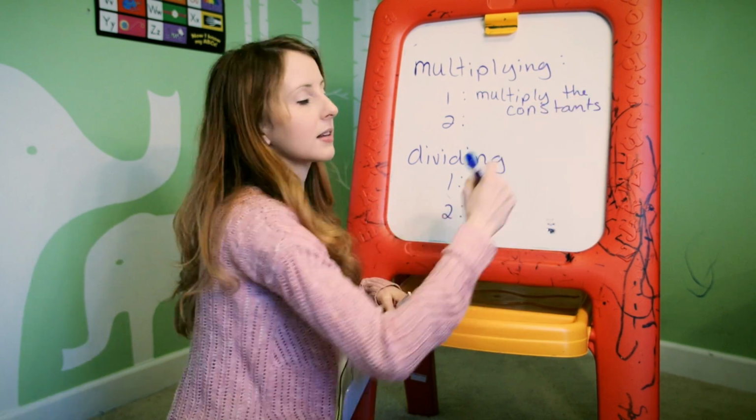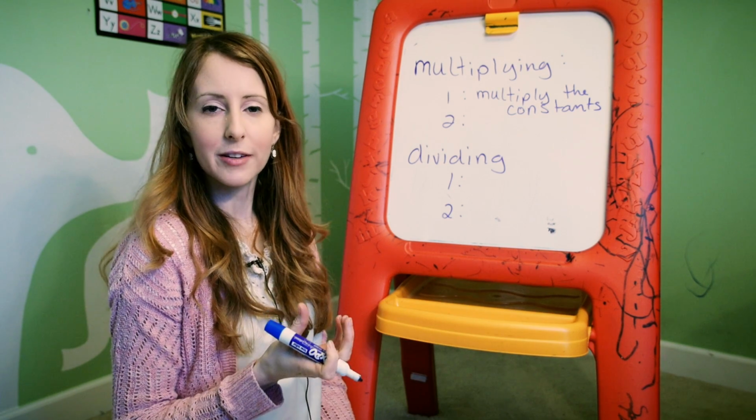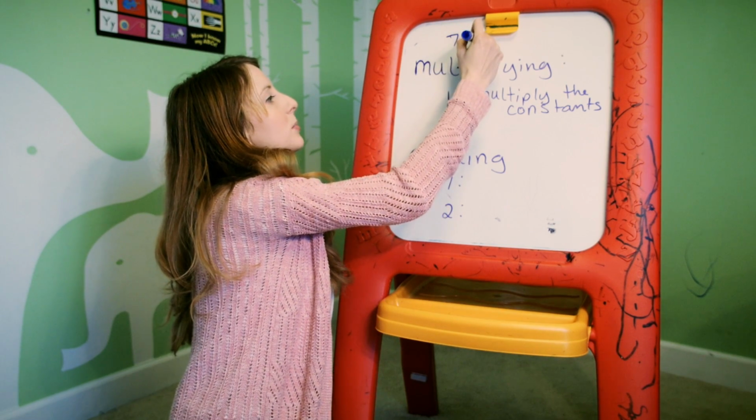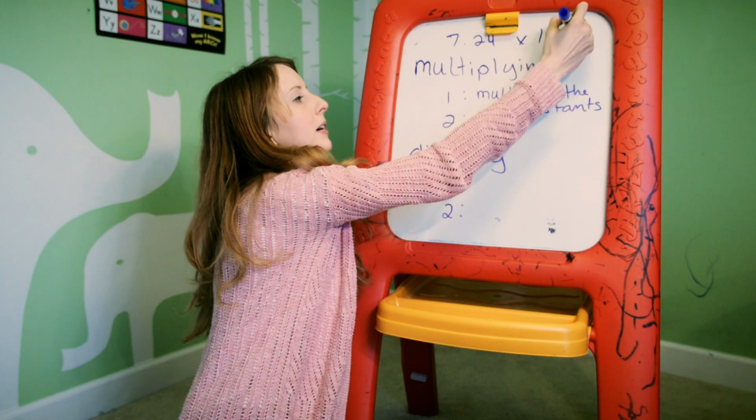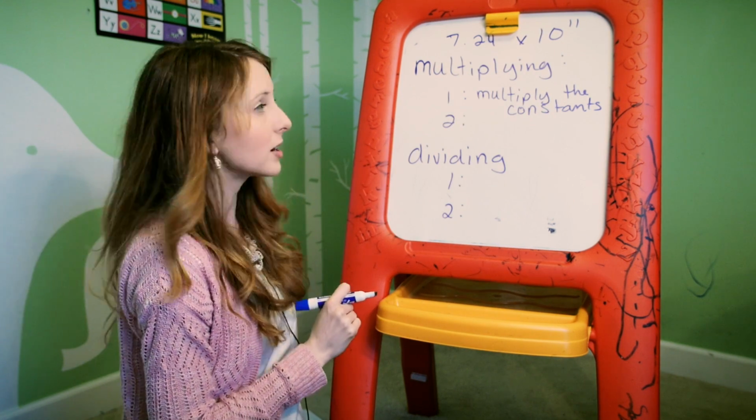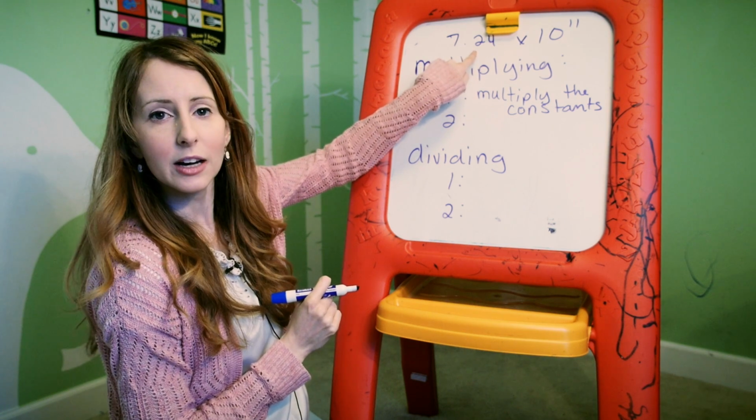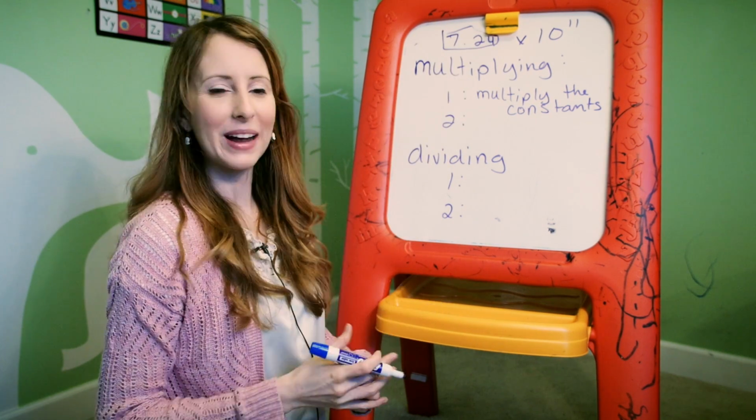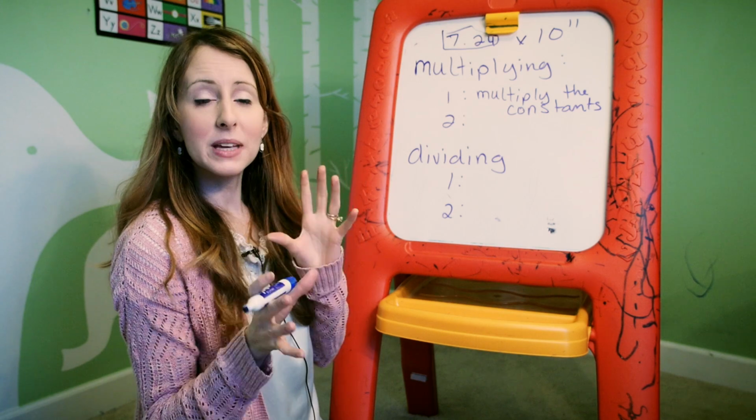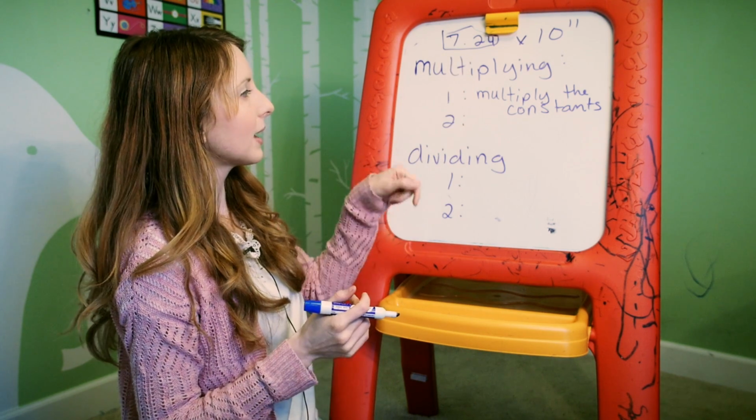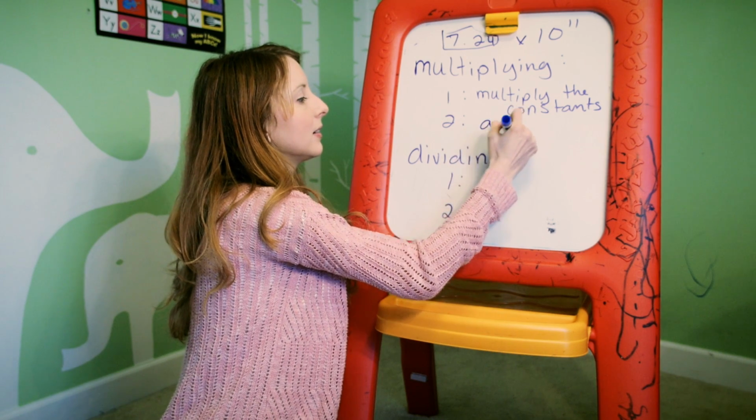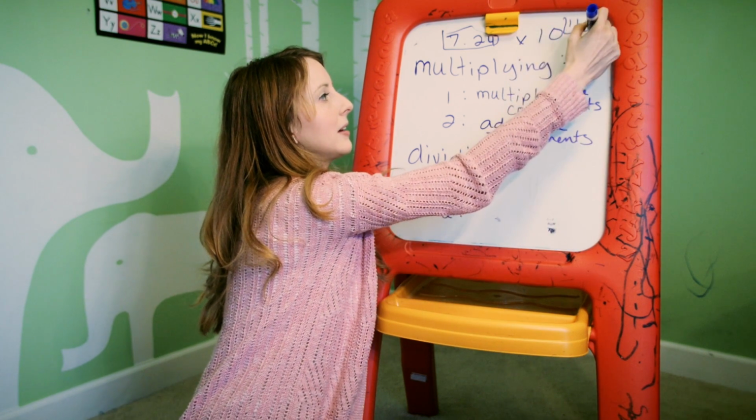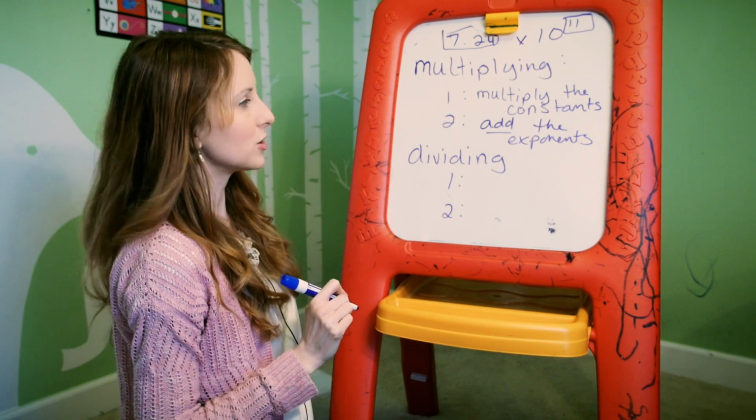Now, the constants are basically the numerical part of the number. Let me write an example right here. Let's say we have 7.24 times 10 to the 11th power. That's a number in scientific notation. The constant is this part right here, the number in regular number form. You're going to multiply the pieces of the numbers here. And then you're going to add the exponents. So you would be adding the exponents from scientific notation.